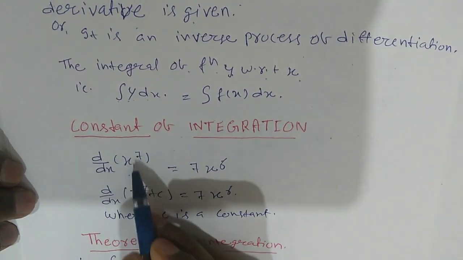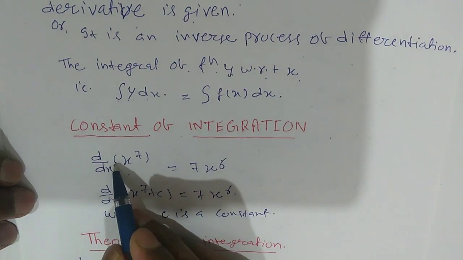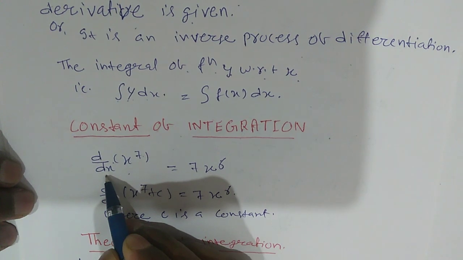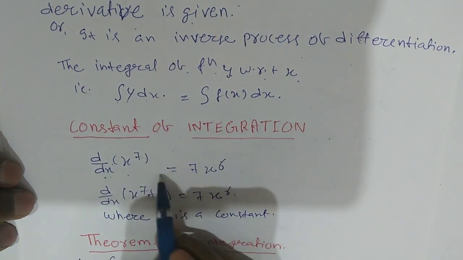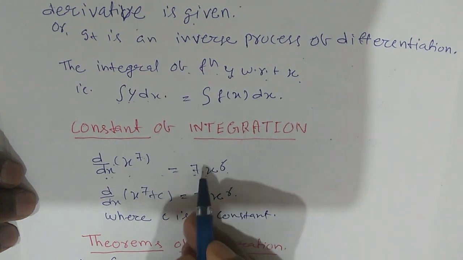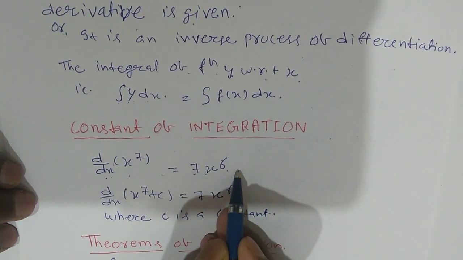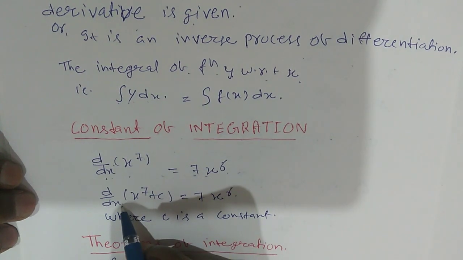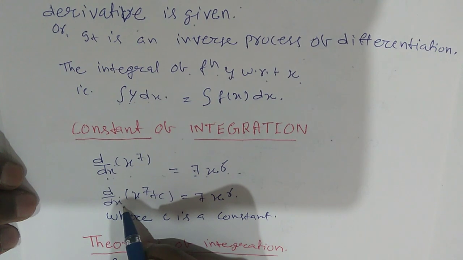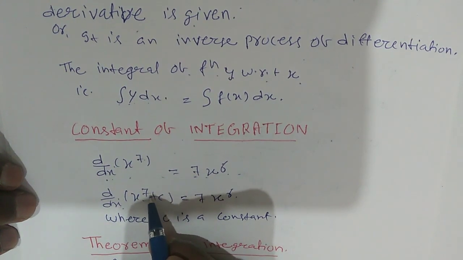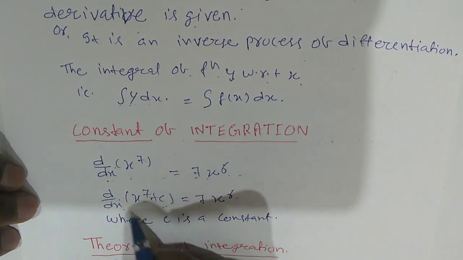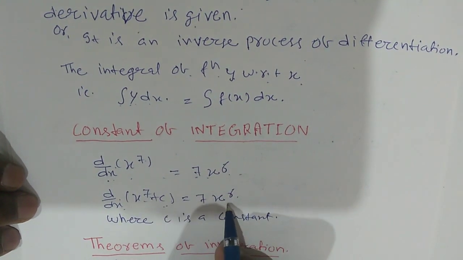This one is differentiation. Now the differentiation of x raised to power 7 with respect to x gives us 7x raised to power 6. In this case, a constant is hidden. So right here, d/dx of x raised to the power 7 plus c, where c is a constant. After differentiating it, we get 7x raised to power 6.